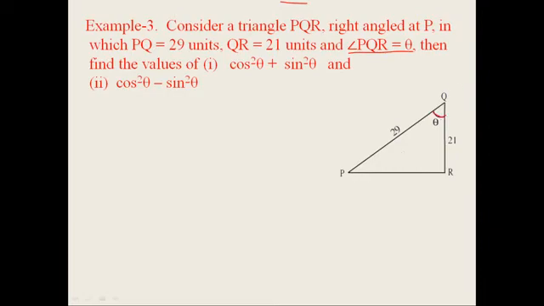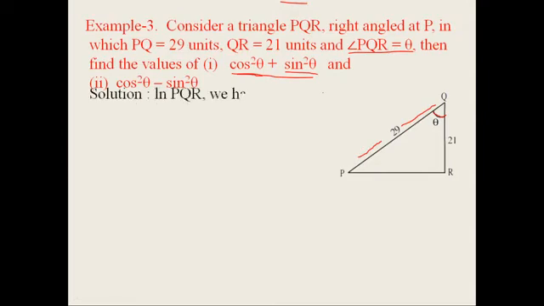So theta opposite side is PR. Theta adjacent side is QR. This is the hypotenuse, PQ is the hypotenuse. Now, before going to find the solution, we have to find the sin theta value and cos theta value. Then after that we have to substitute in the given question.